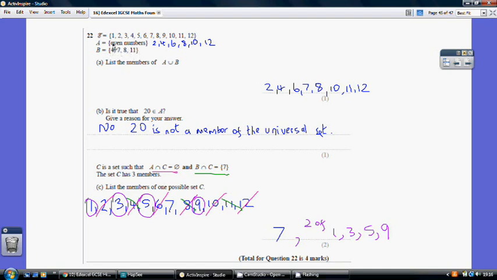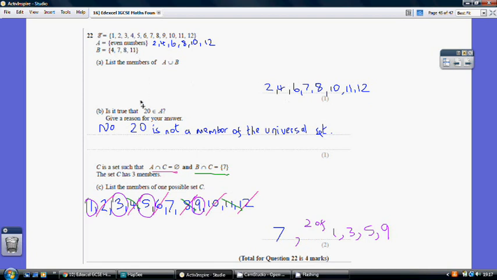Well, the numbers that are in A are the even numbers, but these are the even numbers in our universal set. In this whole question, we're only considering these numbers 1 to 12. So the actual even numbers in A are the even numbers within our universal set. So that's 2, 4, 6, 8, 10 and 12. So for this question, A is these numbers and B is these numbers. So A union B is all of these numbers and all of these numbers. So that's your final answer for part A.